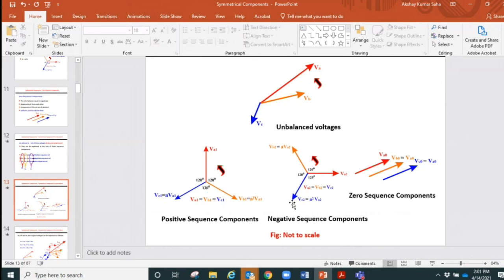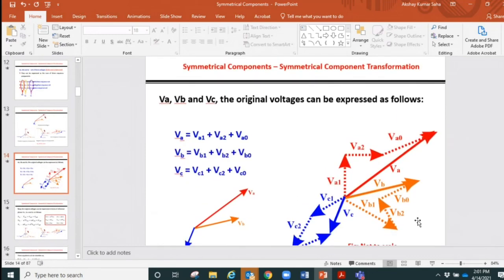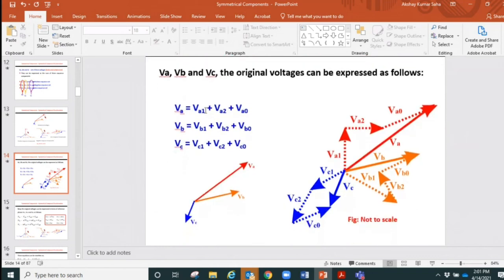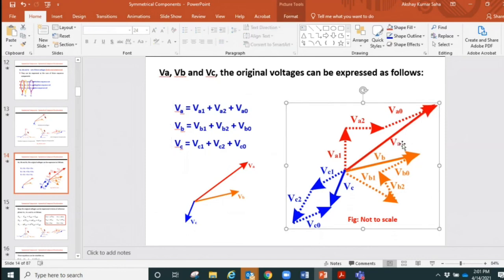And this diagram is not to scale, but if we want to draw it to scale, we can also draw it. And the other thing that I was showing is that we can get all the phase voltages if we add them together, like VA1, VA2, VA0. If we add them in terms of phasors, we will get VA, and that is what is shown here. So VA1, VA2, VA0, and this is the resultant. So that is actually VA.